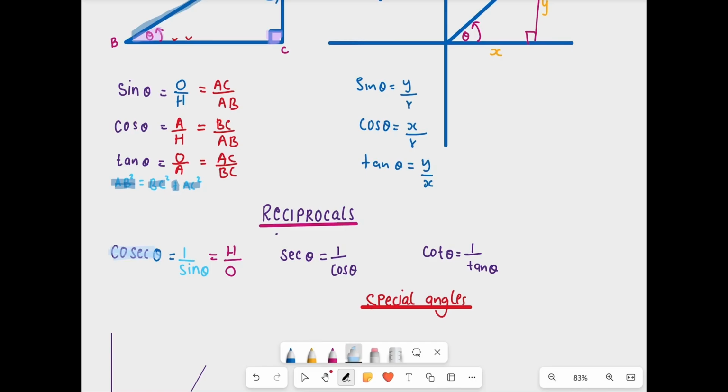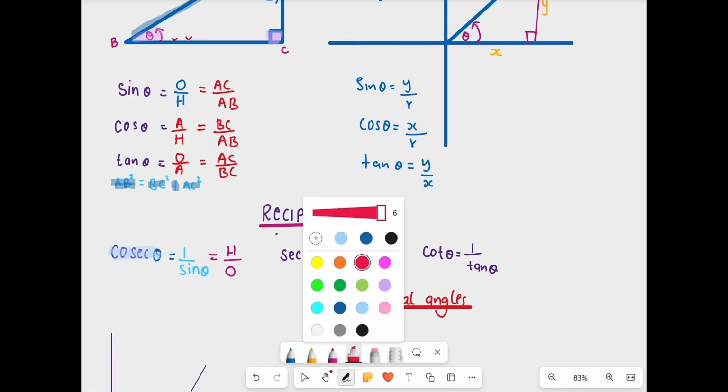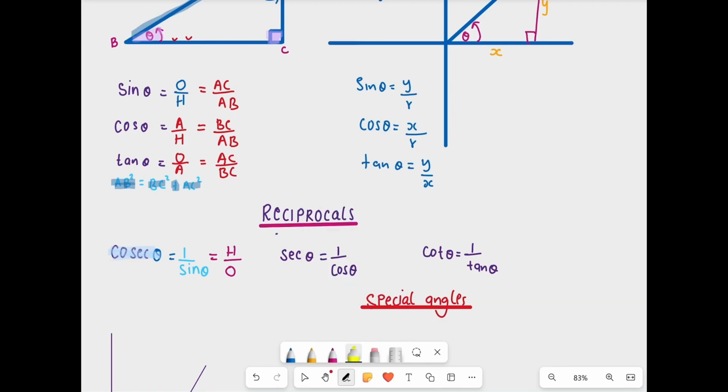We also have the reciprocal of cos. The reciprocal of cos is secant, or sec. Sec theta is the same as 1 over cos theta. So this is the reciprocal of cos. So that means sec theta is always the same as hypotenuse over adjacent.